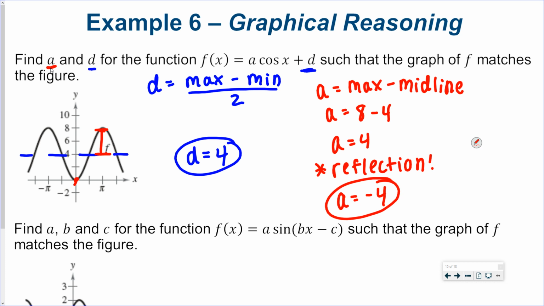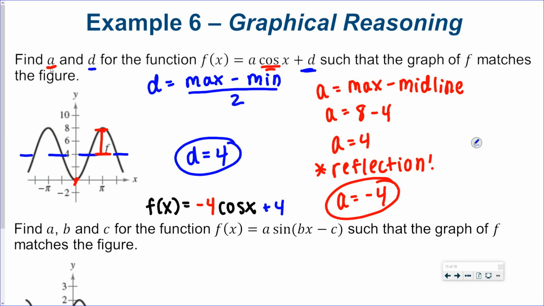Because this is my cosine curve, they told me that. They're saying nothing's happening with our period, it's just starting at 0 and ending at 2 pi, and it's starting at a min. So technically when I go to write the equation, I'll do that right here. A is -4 cosine of x plus 4.